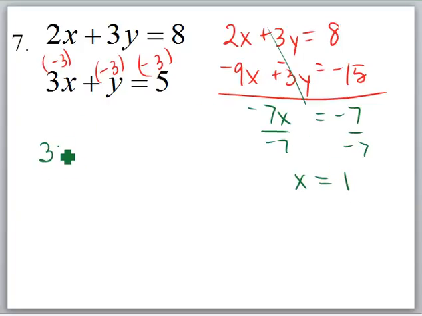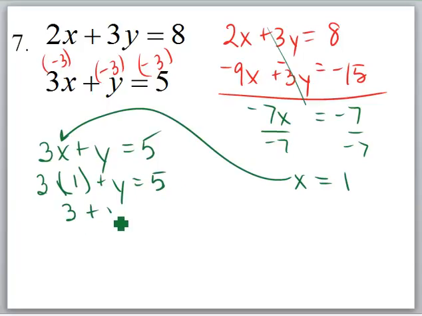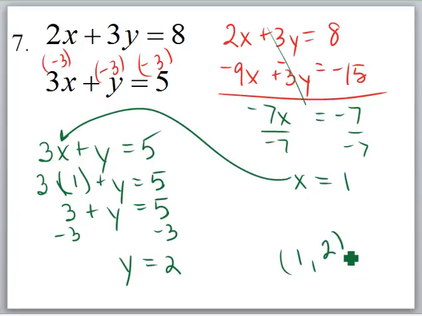So then what I'm going to do is pick the second equation because it looks a little bit easier. I'm going to take and plug that back in for x, and I get 3 times 1 plus y equals 5. 3 plus y equals 5, and I'll subtract 3 off both sides, and I get y is 2. So my answer ends up being 1, 2, x, y. Again, you should be substituting these back in, checking to make sure they work.